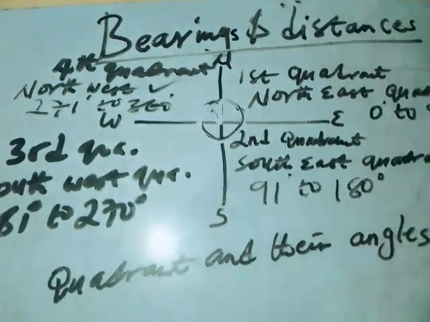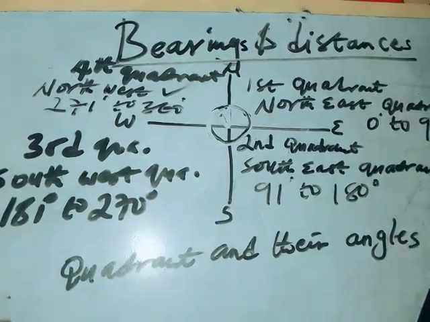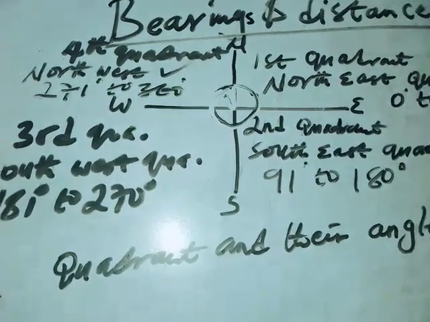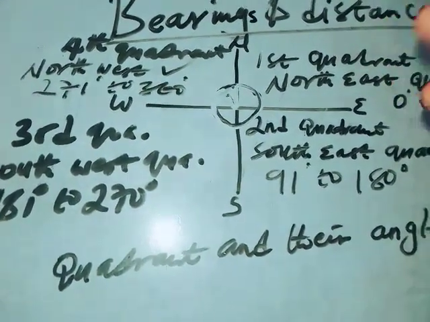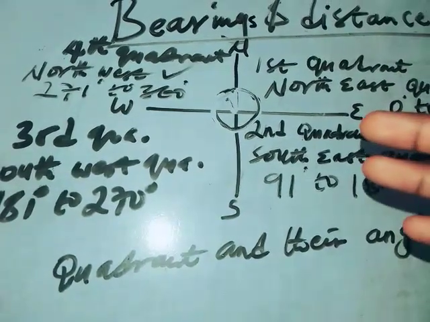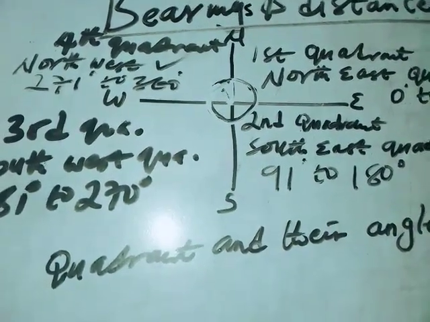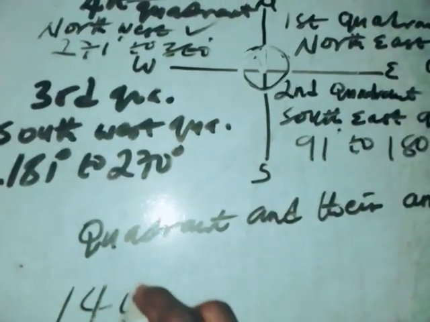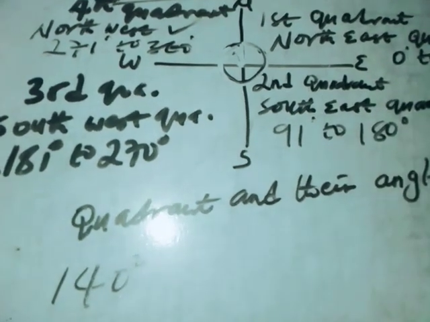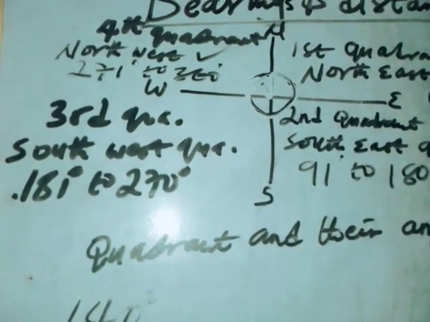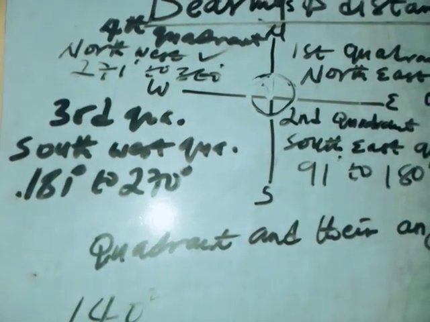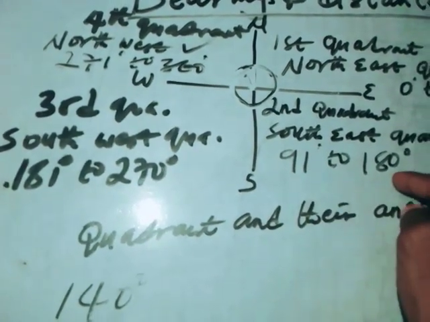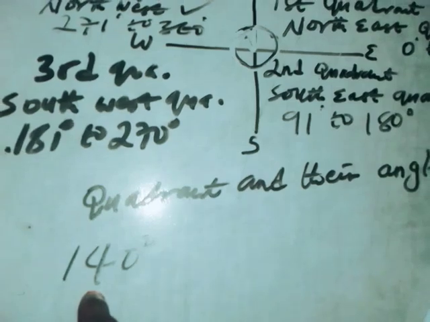So that is where I'm going to end the introduction to bearings and distance. In my next class, I'm going to take you to a serious problem to solve. We can state the quadrant of given angles. For example, if I ask what quadrant 140 belongs to, you go to your quadrants and locate where 140 belongs. 140 degrees falls under the second quadrant, because from 91 to 180 includes 140.